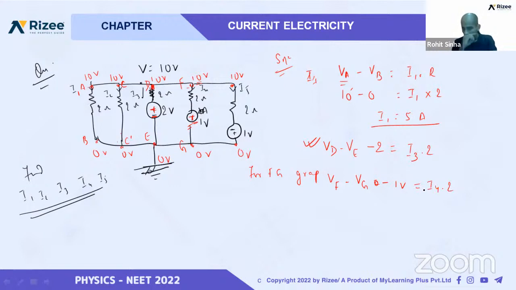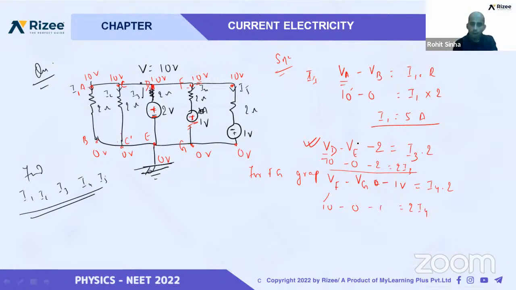Okay, you can solve here. How? VD is equal to 10 volt, VE is equal to 0 volt, it is minus 2, it is 2I3. You can get I3 from here. Okay, similarly 10 volt minus 0 volt minus 1 volt is equal to 2I4. You can get I4 from here.